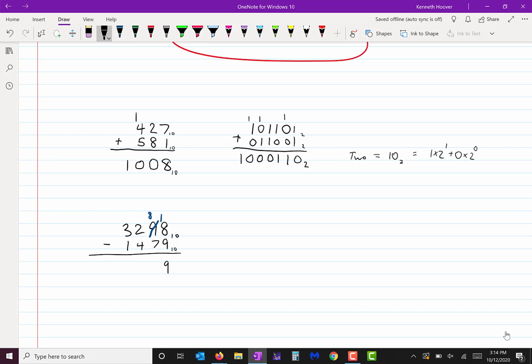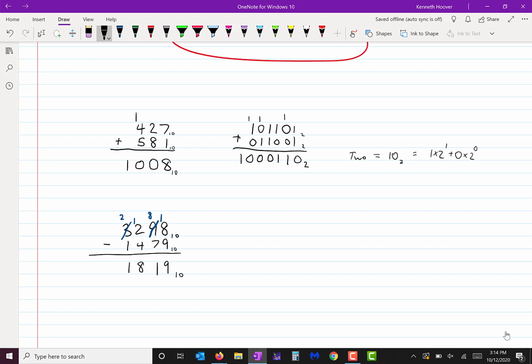And in the next column, I have 8 minus 7, which is 1. And in the next column, I have 2 minus 4, so I have to borrow. I take 1 away from the 3, and it gets knocked down to a 2. And I borrow that 1, and I put it there. Now I have 12 minus 4, which is 8. And I have 2 minus 1, which is 1. Okay, that's easy to do.